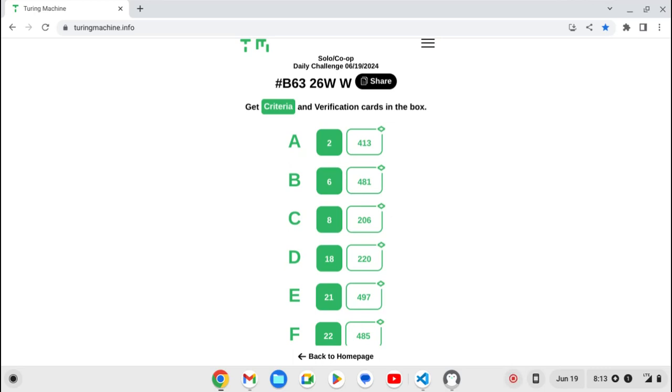Let's begin. Today is June 19th, 2024, and we're solving the Daily Turing Machine Puzzle. Today's puzzle uses the following 6 criteria cards: criteria card 2, 6, 8, 18, 21, and 22. And they use the green verification cards. The code above is your way to get more details on today's puzzle by going to turingmachine.info and searching using the code above. Let's go solve.